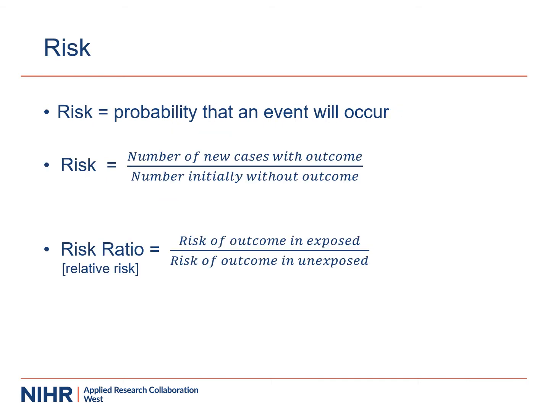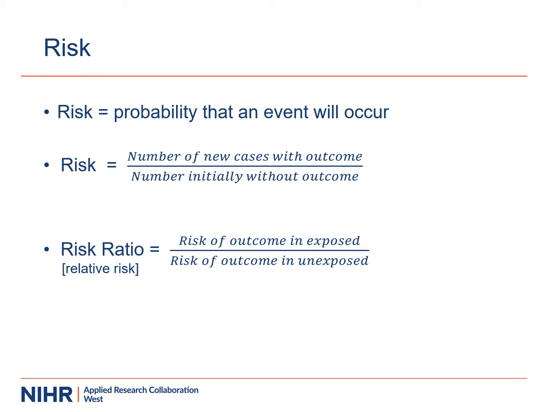So first we have risk, and risk is a basic concept that most of us use or hear about quite often. So think about the risk of being in a car accident or the chance of winning the lottery. We tend to use the words risk and chance and probability all quite interchangeably, depending on whether the outcome is something that we think of as positive or negative. And the definition of risk is the number of new cases with an outcome of interest divided by the number of cases initially without that outcome.